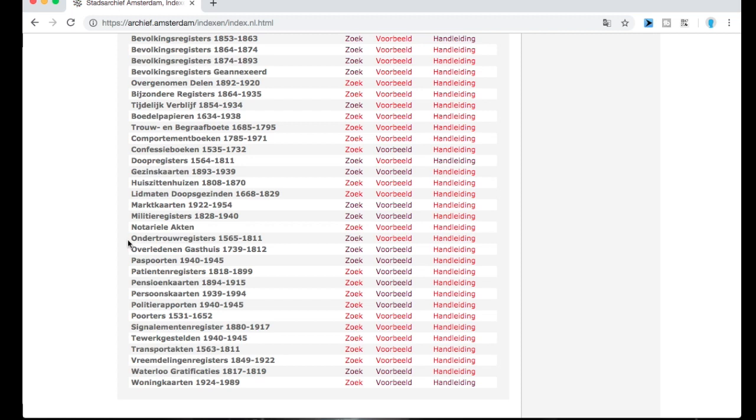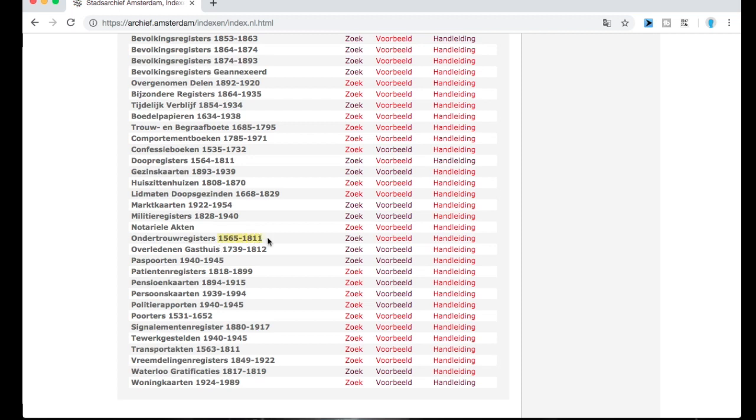The Untitled registers are also known as marriage bonds. And they are basically a marriage contract that is put out to the public. And it's kind of a way of basically saying these people intend to get married. And it gives anybody a chance to air any grievances towards that marriage or basically say that it shouldn't happen. And this is something that went on for a long time. And it dates from 1565 to 1811.